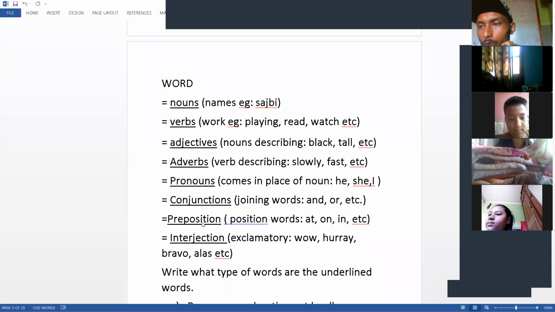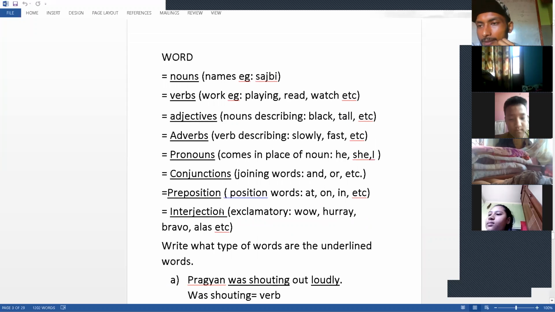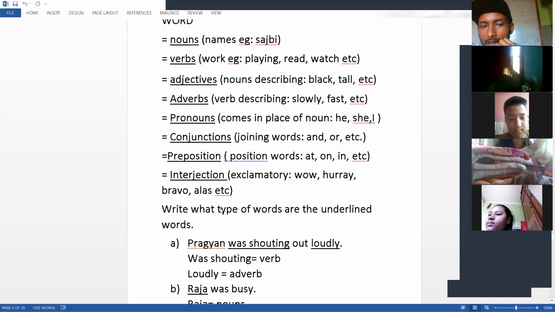So prepositions are words that tell your position: at, on, in, under, above, over, below. These are the words that tell where something is. It's a position word which tells us the position of things and people. So interjections are the words that show strong feelings: wow, hooray, bravo, alas. So these are the 8 types of words that are there in English.